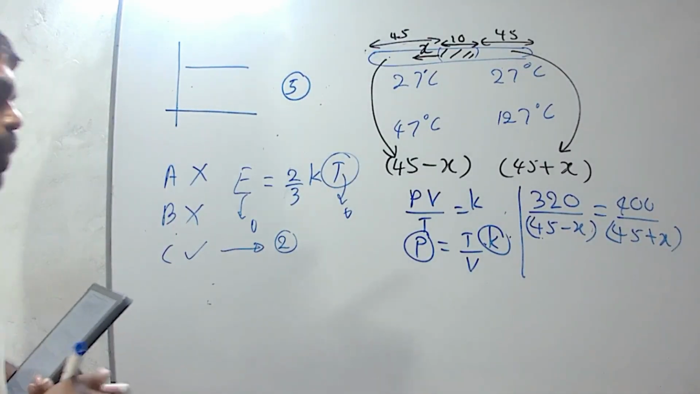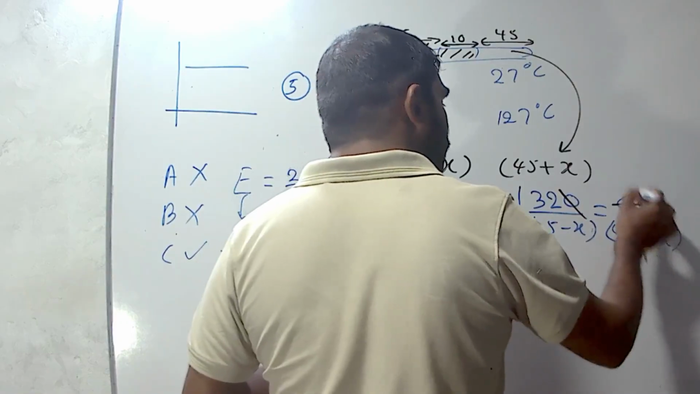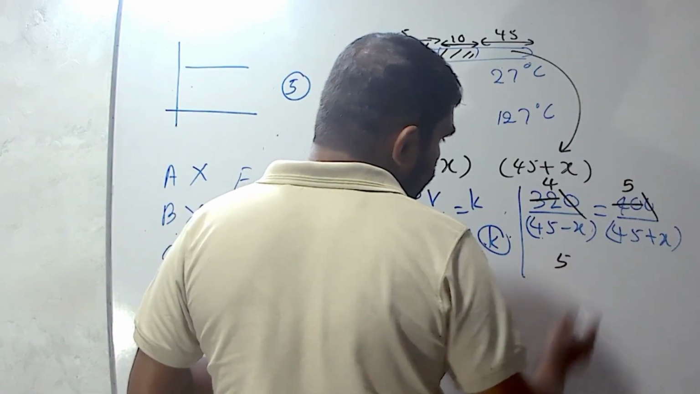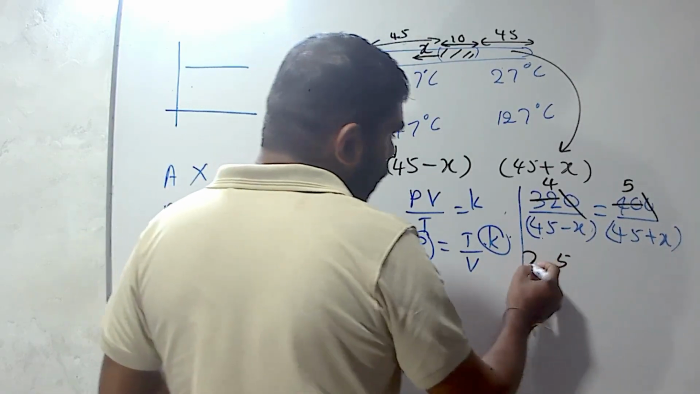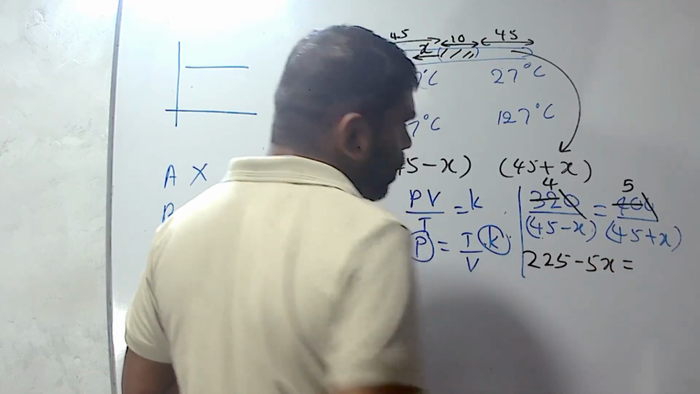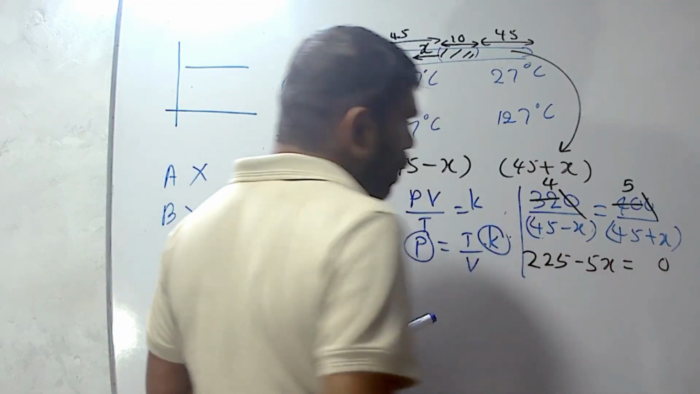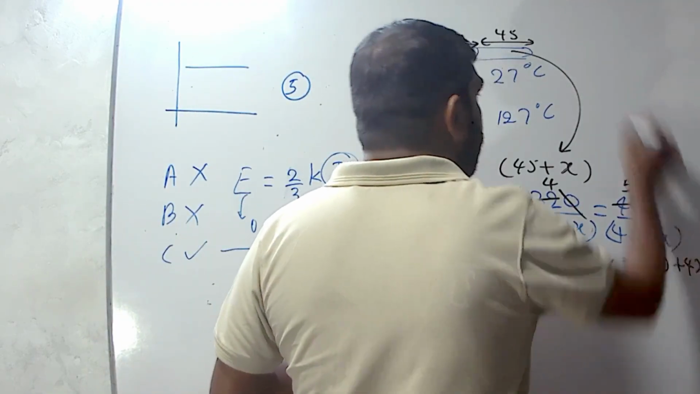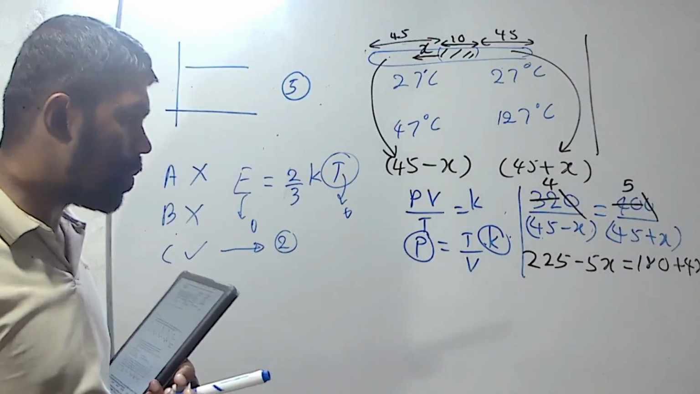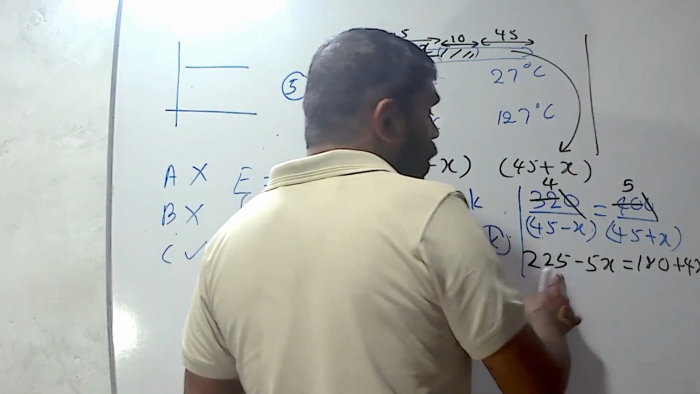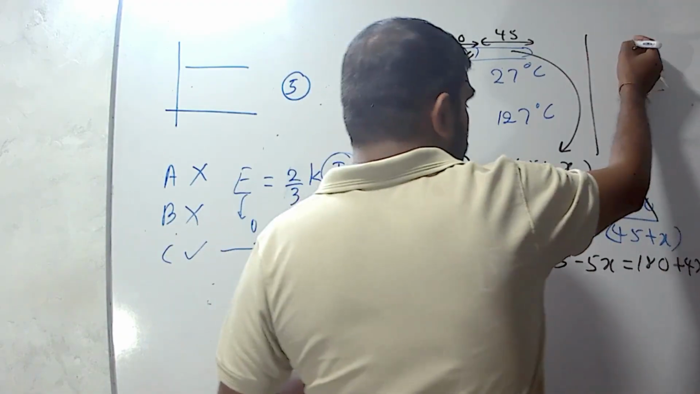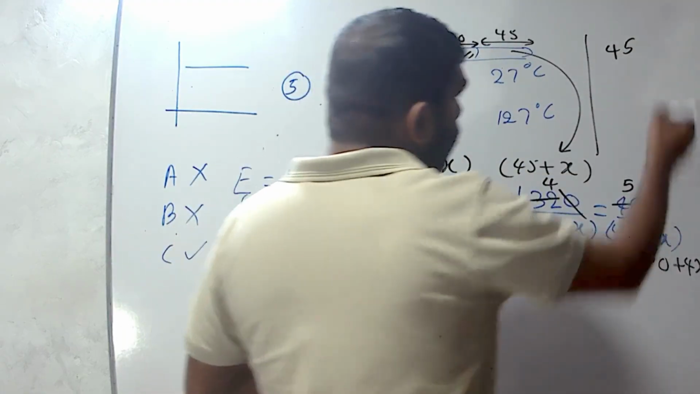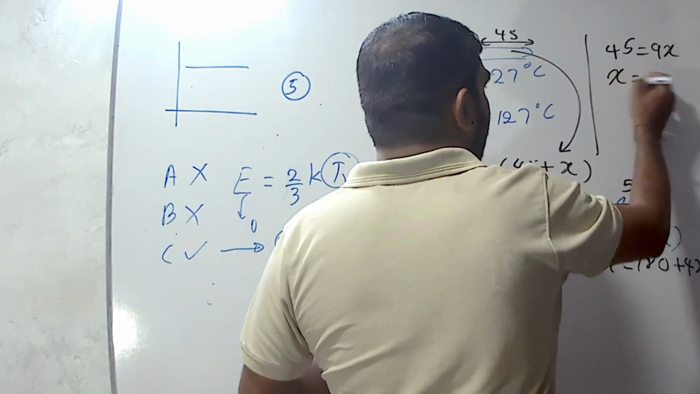Now we can find the x value. Divide by 8, 5, divide by 8, 4. 5 into 45, 5 into 5, 25, 2 remaining, 5 into 4, 20 plus 2, 22, minus 5x equals 4 into 5, 20, 0, 2 remaining, 4 into 4, 16 plus 2, 18, plus 4x. Then we can simplify it. 225 minus 180. 5, 12 minus 8, 4. 45 equals 9x. Then x should be 5 centimeters.